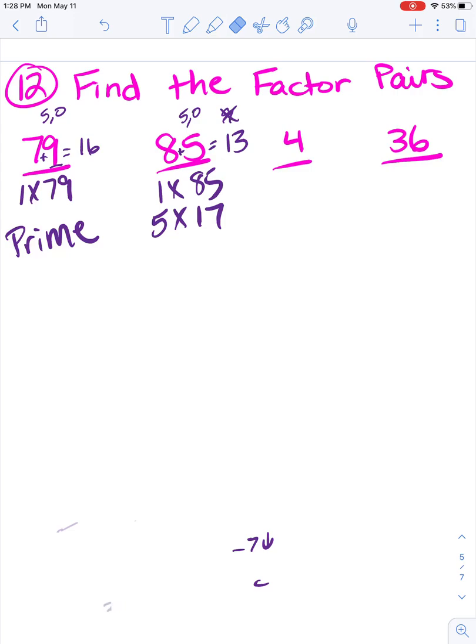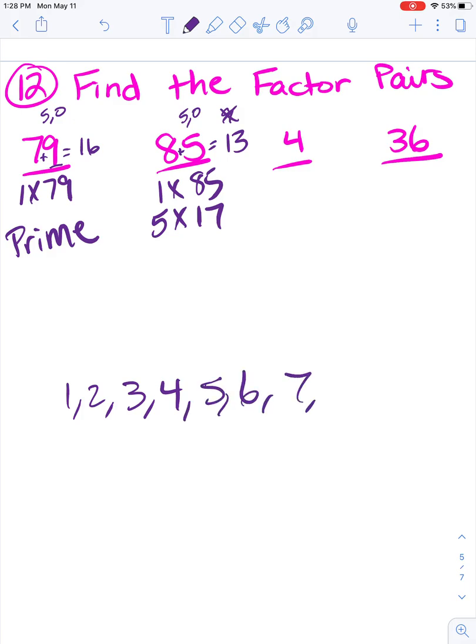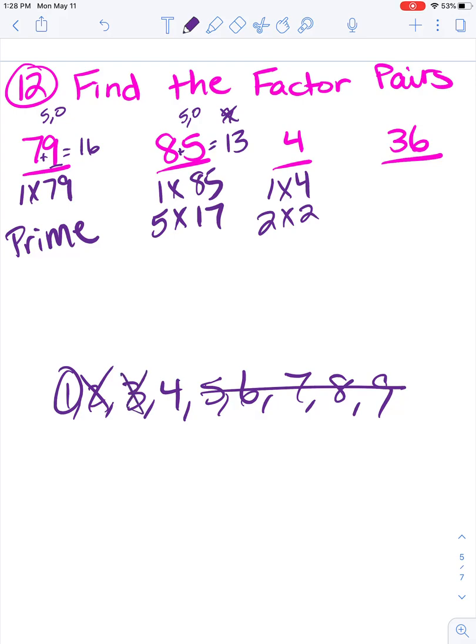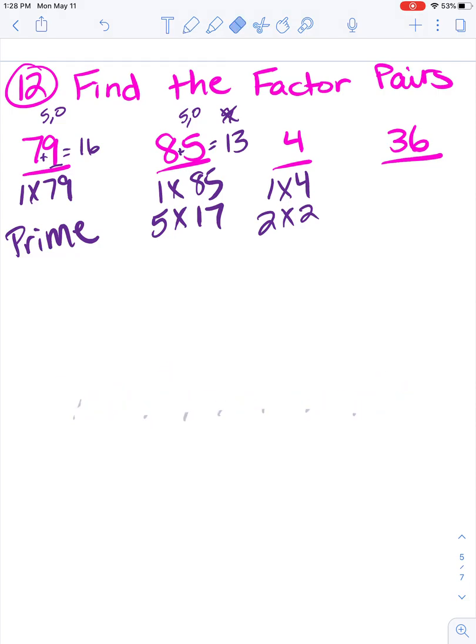Let's try 4. Love my little eraser button. 1, 2, 3, 4, 5, 6, 7, 8, 9. I really could have stopped at 4 because we can't go any higher. 5 can't go into 4 because it's higher. We know 1 goes into everything. I know 2 goes into it. 2 times 2. 3 is not going to go into it because there's no other digits, and 3 or 4 is past 3. And I've already used the 4, so I stop.